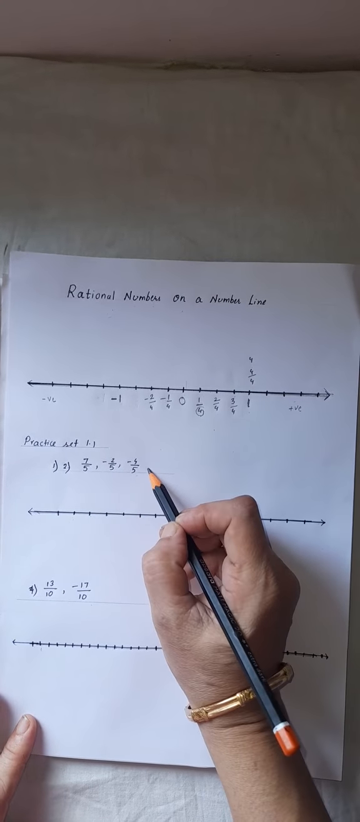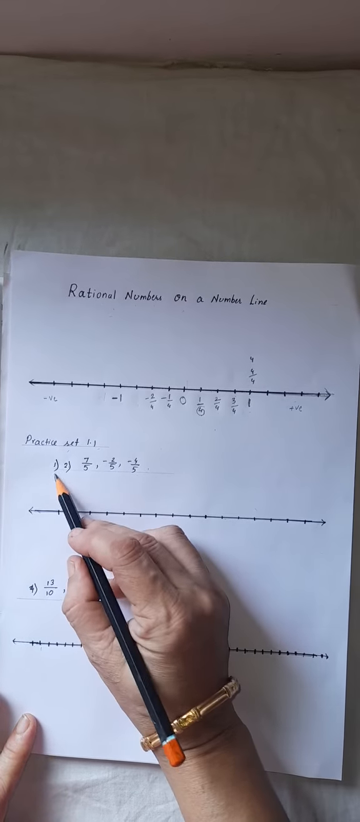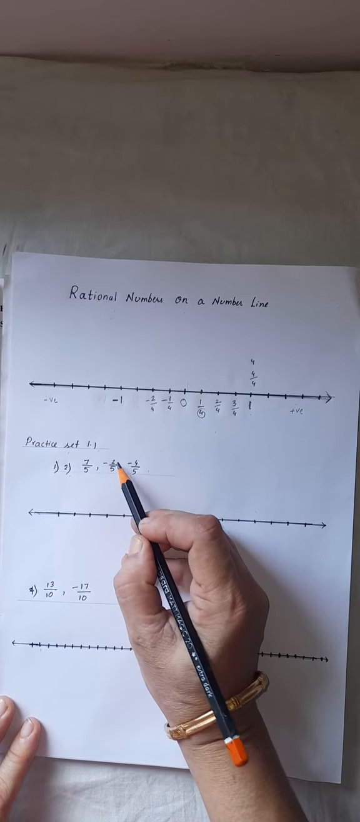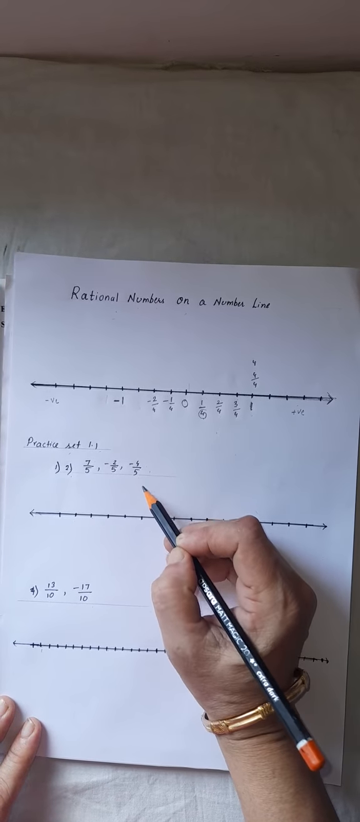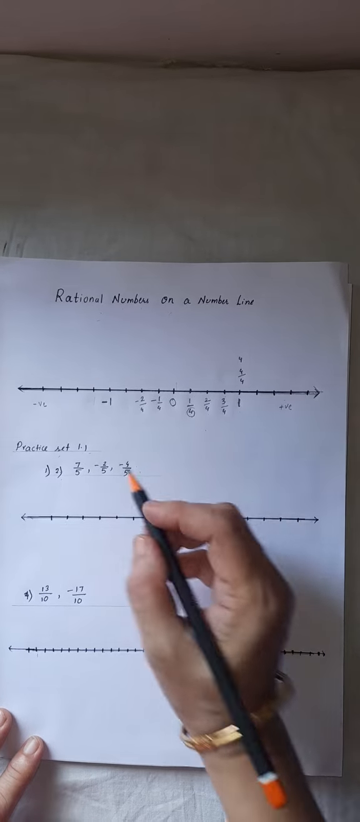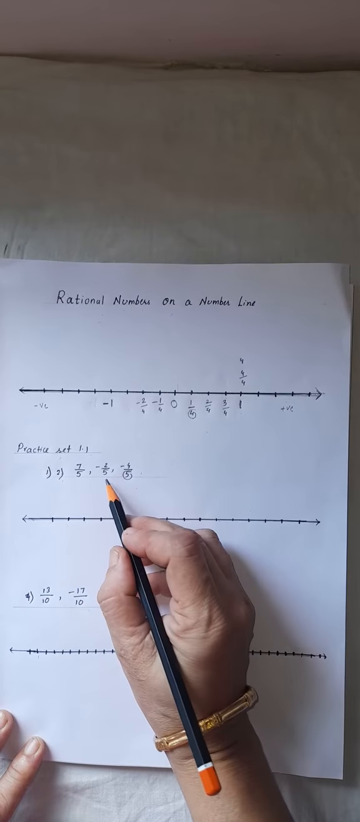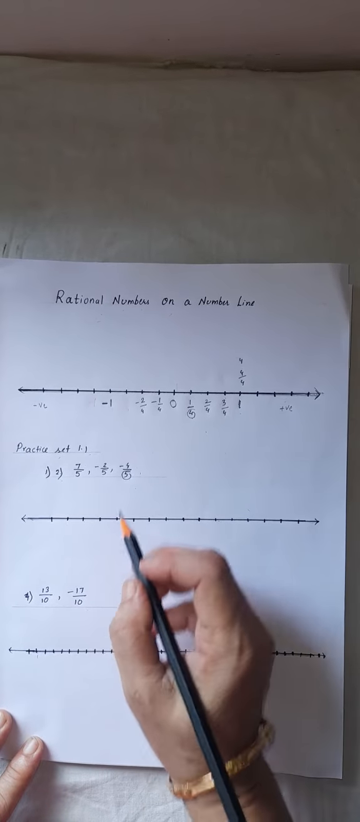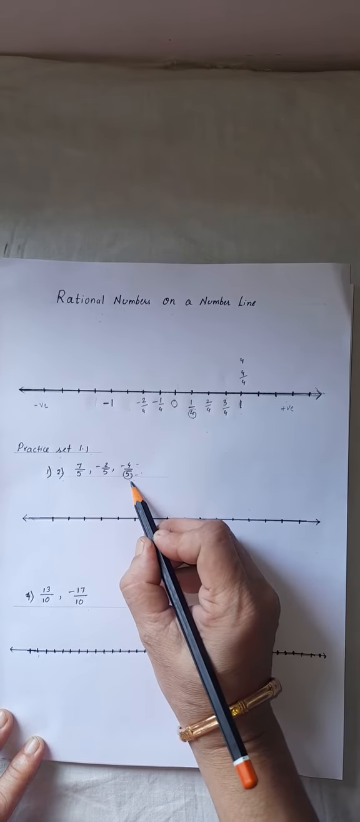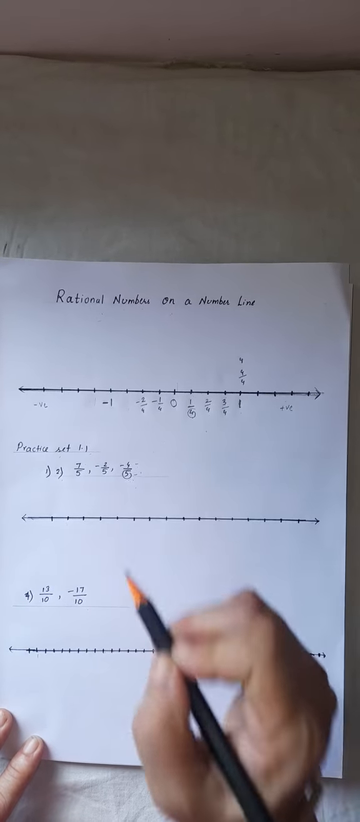Now we'll take an example which is given in your practice set 1.1. We will solve the second sum. Here they have given 7 upon 5, -2 upon 5, -4 upon 5. The first thing that we need to see here is always the denominator. Now in the denominator it is given 5. That means the denominator in the rational number signifies the number of equal parts.